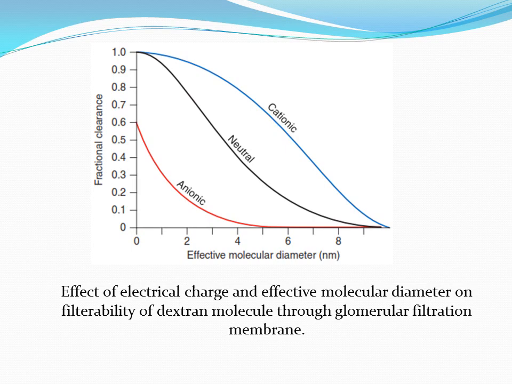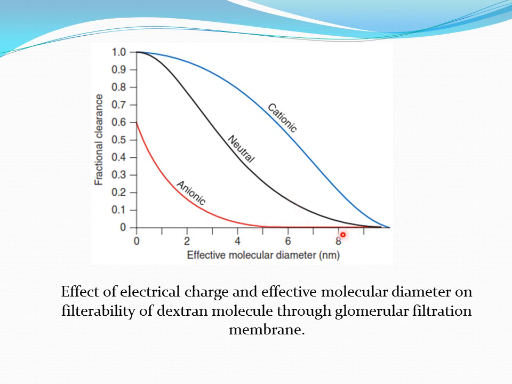Now look at this picture showing the effect of electrical charges on the filtration of a particular substance. As I told, the negatively charged particle will find it more difficult than the neutral or cationic ones, as you can see here. This shows the molecular size of the substance, and this shows the filtration rate. Particles above 8 or 9 nanometer are not going to be filtered irrespective of their charges, and any particle less than 4 nanometer can be easily filtered irrespective of charge. But for molecular size between 4 and 8 or 9 nanometer, it will depend.